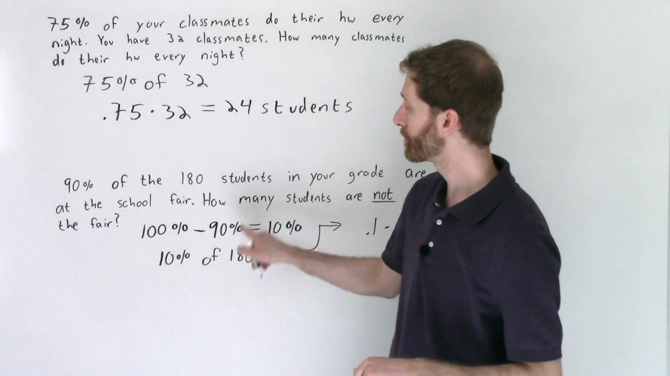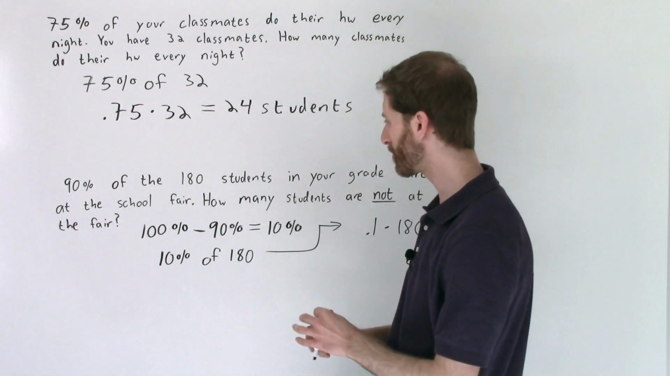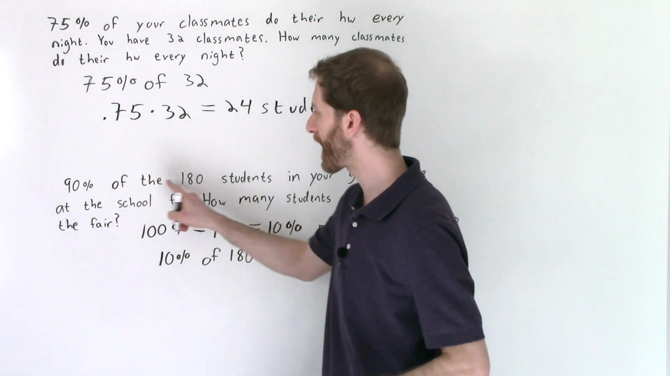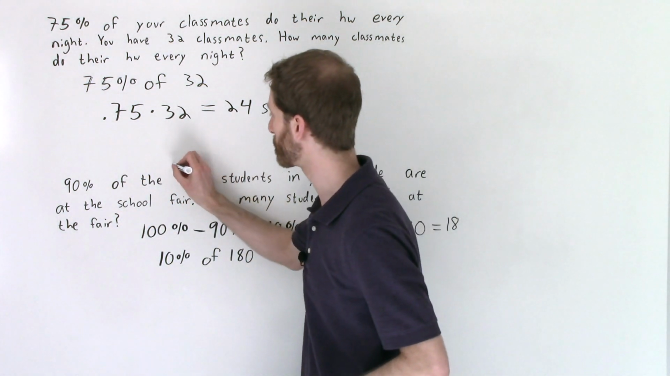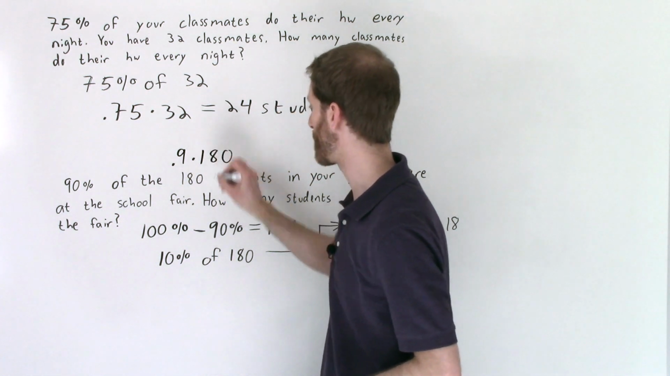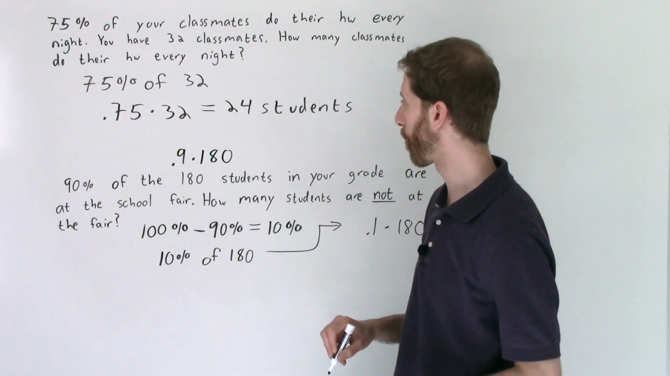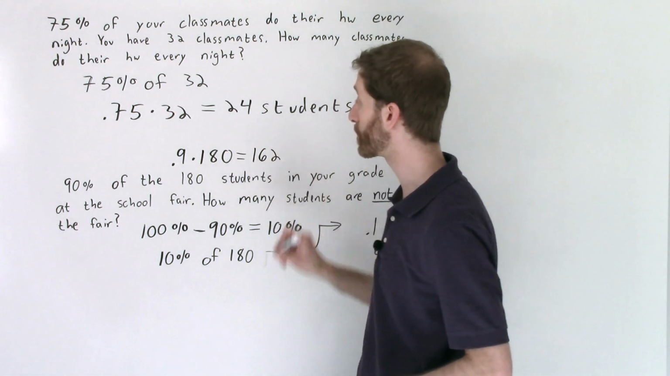So another way of doing this problem is, and I'll erase this to give us some more room. Actually, we got enough room. We could take 90% of the 180. We could figure out how many kids are at the fair. So I'm going to do that work up here. So 0.9 times 180 is going to be equal to 162.